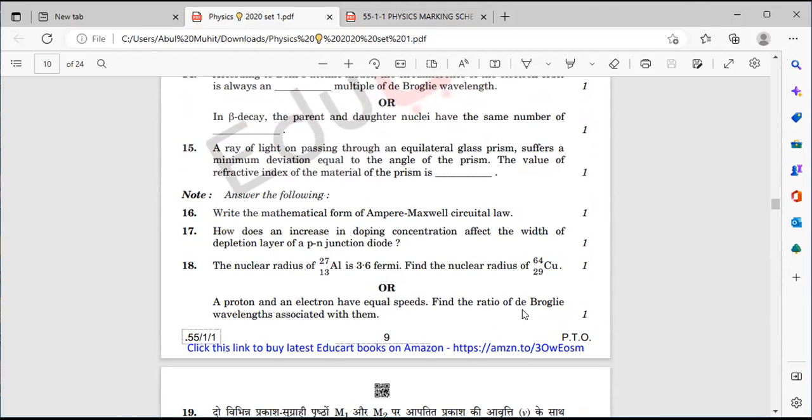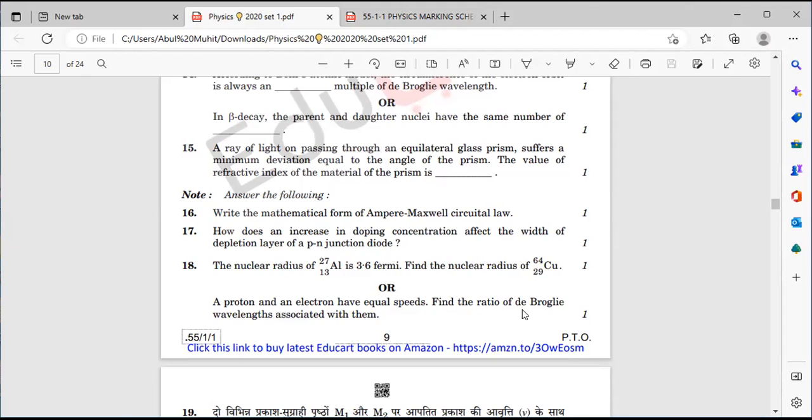So what is the formula for that? The formula for that is the 18th का formula है. Lambda is equal to h by p. Okay, right? De Broglie wavelength. दोनों का speed same है. इलेक्ट्रॉन का speed और प्रोटॉन का speed दोनों का same है. It is equal to v. So what is the wavelength? Find the ratio of the de Broglie wavelength.